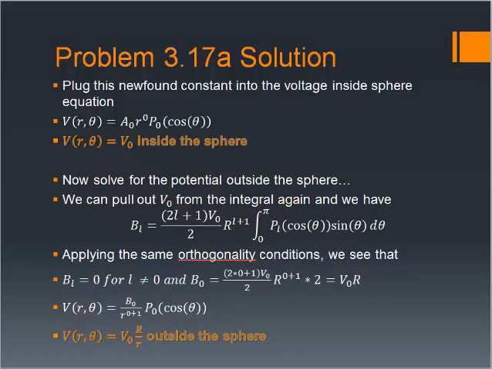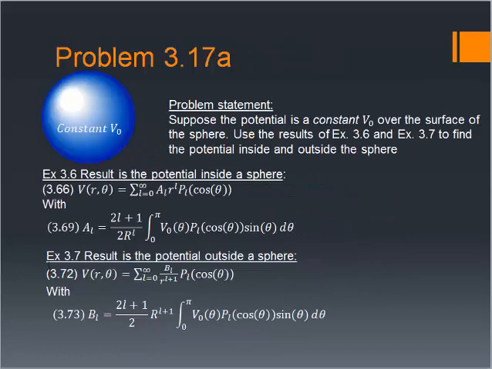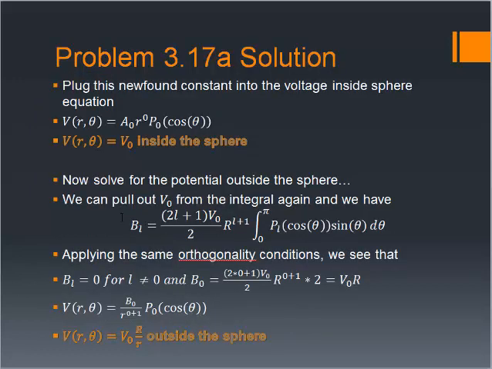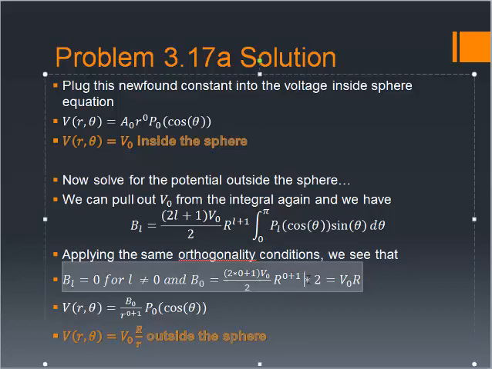And then next we're asked to find the potential outside the sphere, and we'll be using the results from example 3.7. And again, we have a constant v naught, so this v naught of theta will come out of the integral again. And then we follow the same orthogonality conditions as in the previous slide, and the integrand will evaluate to 2 for L values that are equal to 0, and it will evaluate to 0 for L that is not equal to 0. So then we're left with this original voltage equation.